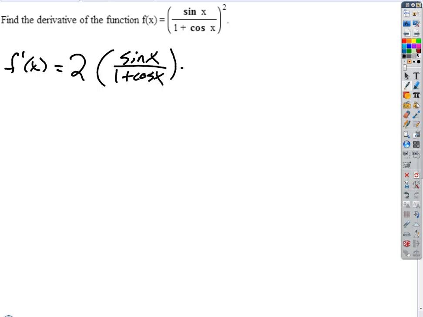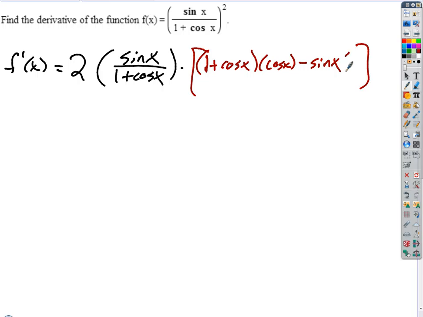Times the derivative of what's inside, well, that's a quotient. So we're going to have to make a big quantity there and set up some brackets to do the whole quotient rule. So what's the quotient rule tell us here? 1 plus cosine x times the derivative of sine, which is cosine, good. Minus sine x times the derivative of cosine, negative sine x. Good, makes sense? Questions on that?